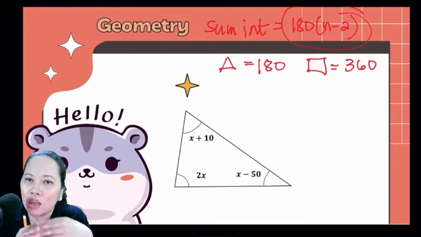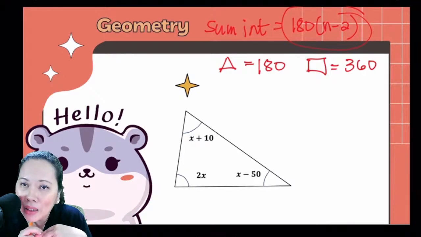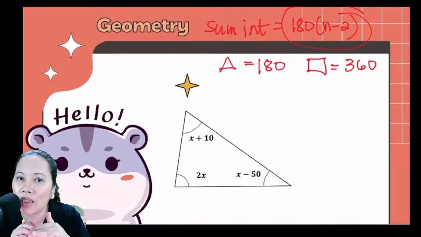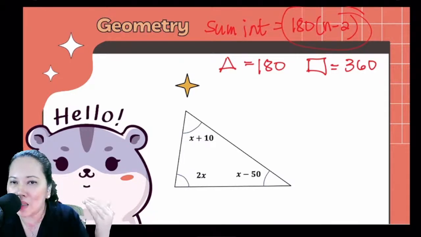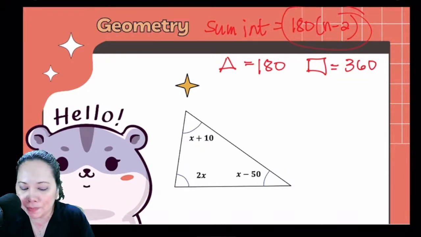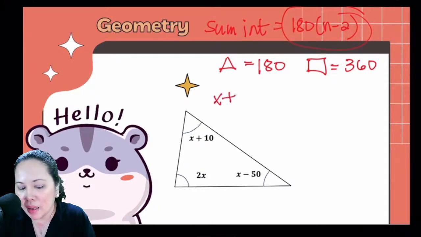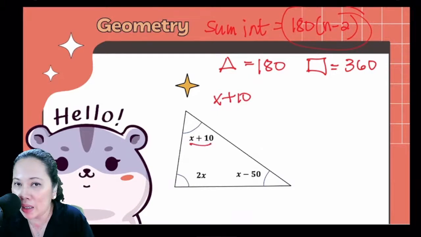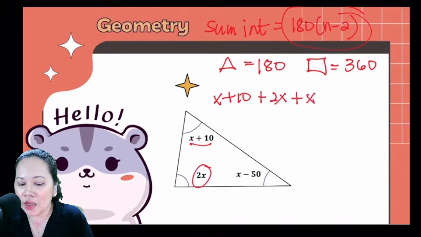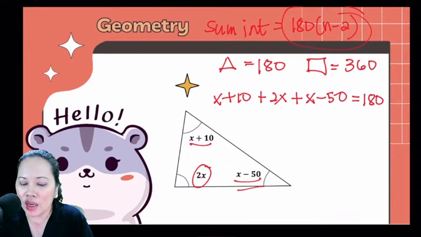Now, for this case, your unknown is the angle inside, and we know that this is a three-sided polygon. So when we solve this, all we have to do is add all the angles inside and equate it to 180. So that will be x plus 10, that's the first angle here, plus 2x, that's the second angle below, plus x minus 50, that's the third angle, equal to 180.